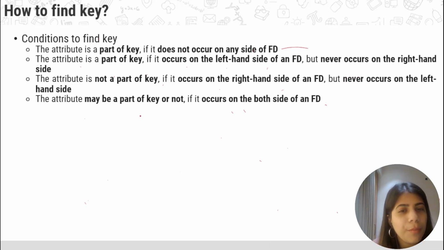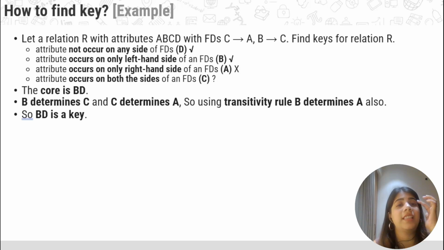The attribute may be a part of a key or not if it occurs on both sides of the functional dependencies. We will have to remember these conditions. Then we will know how to find a key. Let's understand this with an example.